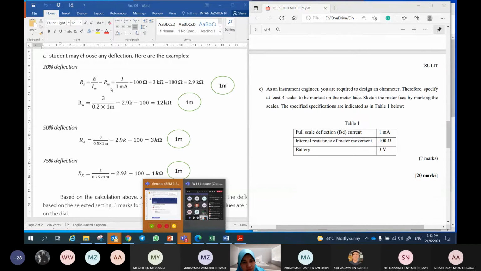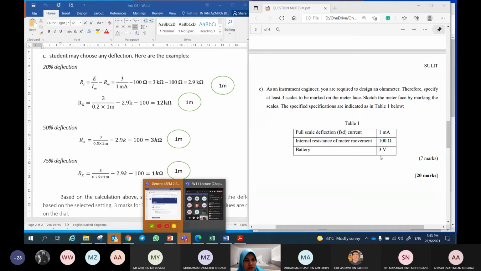So to find RS, we will short circuit the probes of the ohmmeter. So RX will become 0. So actually 3 divided by 1 milli, minus 100, where 100 is RM, and minus 0. Actually 0 is RX, the resistance to be measured. It is equal to 0 because of short circuit the probes. So 3 divided by 1 milli minus 100 ohm, and we get the RS.